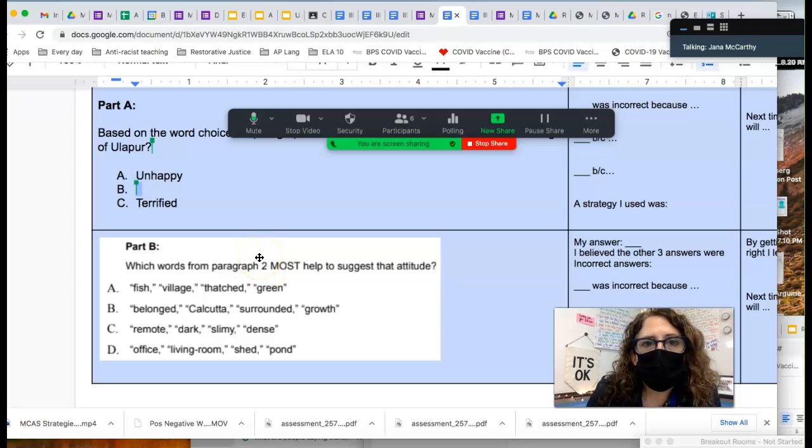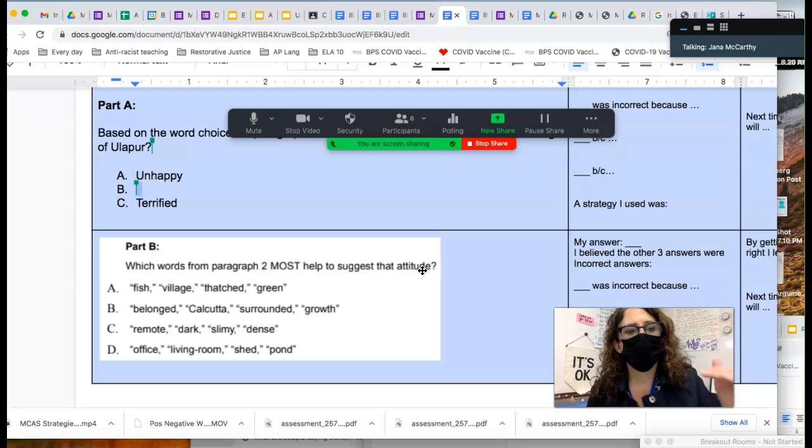Part B on any test you take like this, on MCAS or SAT, right? When there's two parts, Part B is going to be the evidence to back up what Part A is. You don't even need to read this question here. All you need to know is which of these words backs up the fact that he's unhappy, supports it as evidence. Unhappy is my claim, he's unhappy.